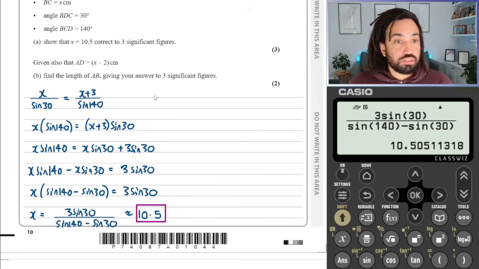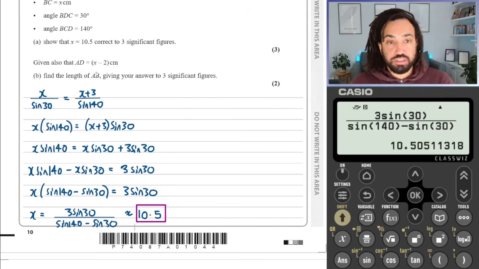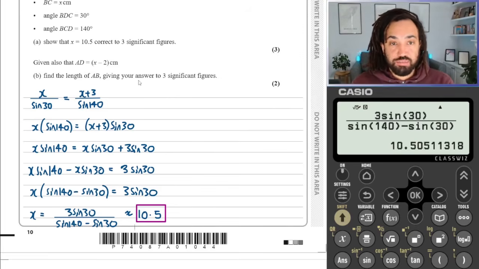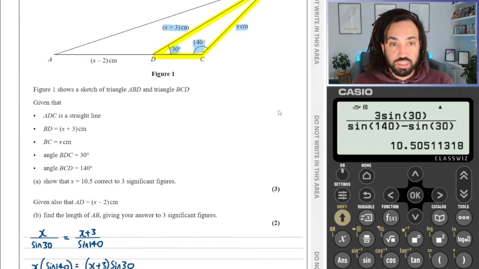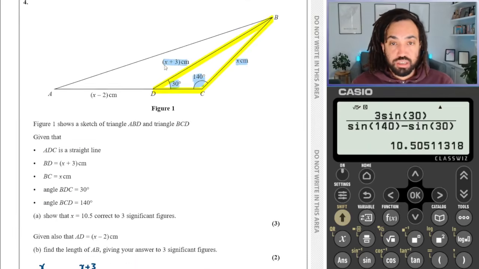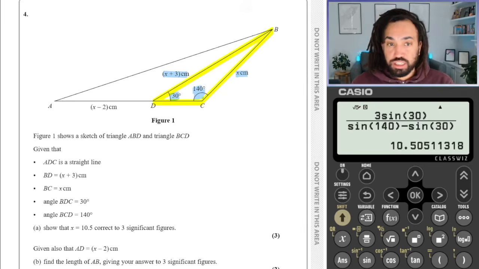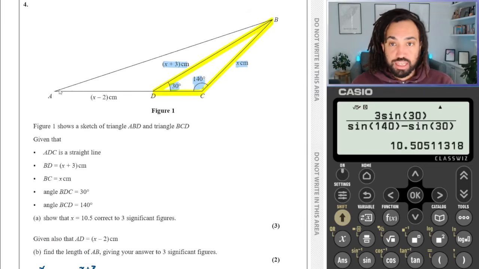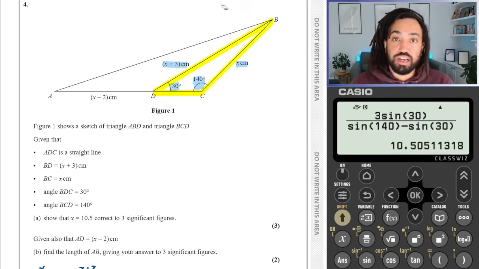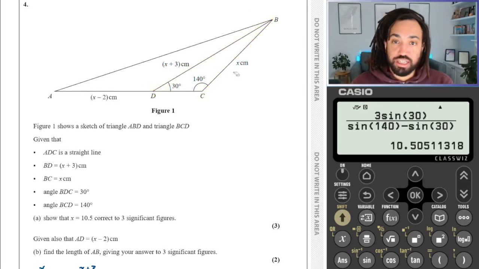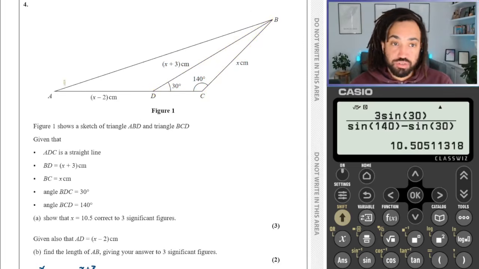Okay, brilliant. Next it says, given also that AD is x minus 2, find the length of AB, giving your answer to 3 significant figures. Okay, so we need to have a look at the diagram. It says find the length of AB. Okay, so now we're clearly going to be looking at the larger triangle, this triangle here.